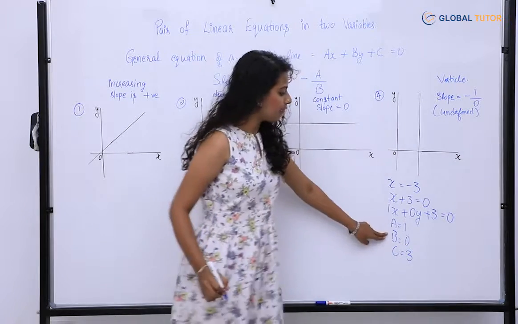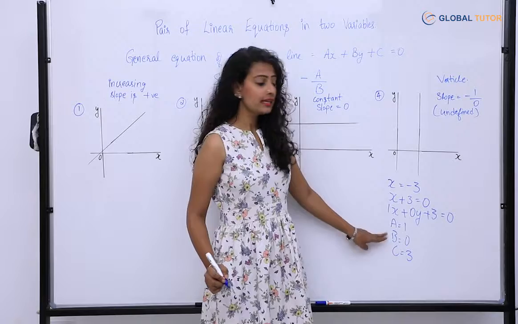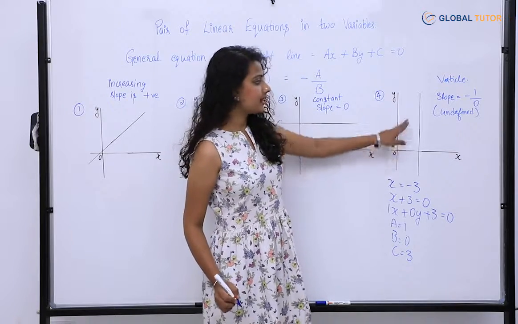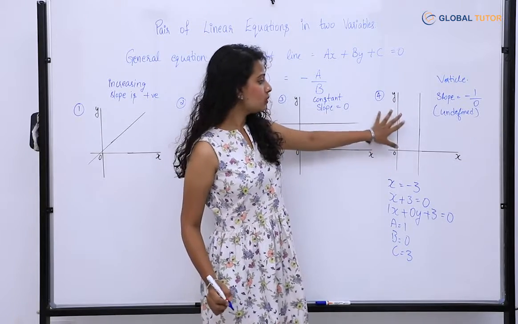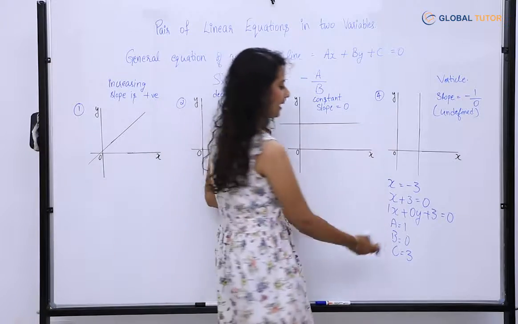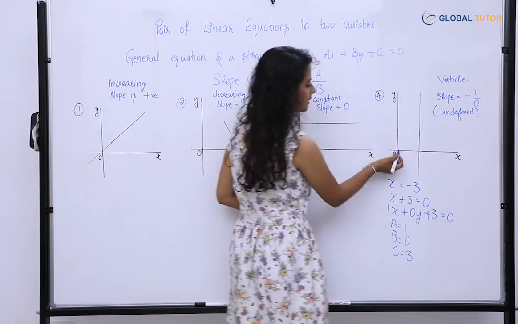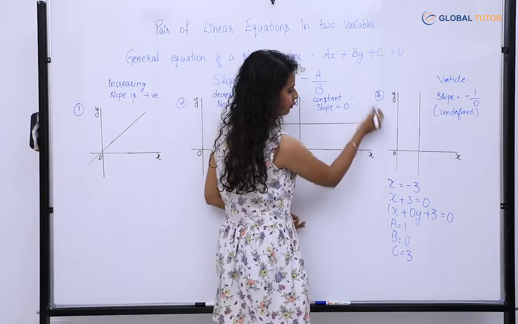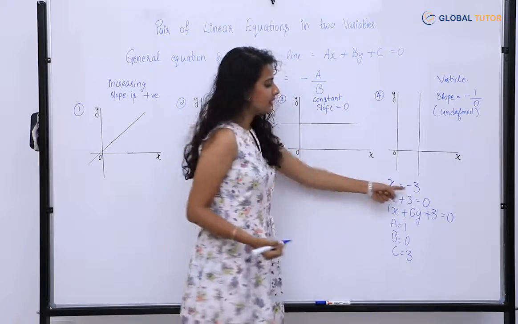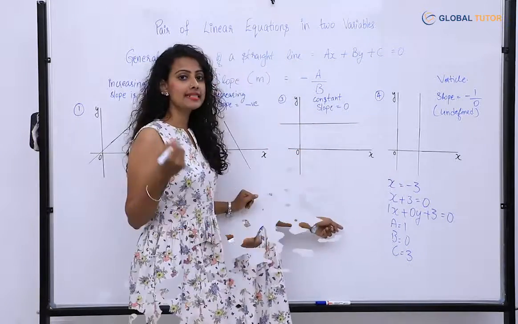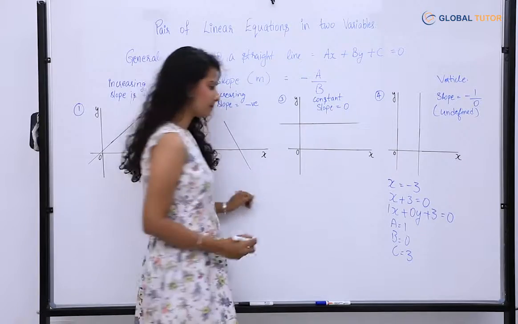So if the value of b is 0, then it means it's an undefined slope. So the graph will look like this, and x is equal to minus 3 will come somewhere here, this side of the y-axis, because it is in negative. Similarly, let us take one more example.